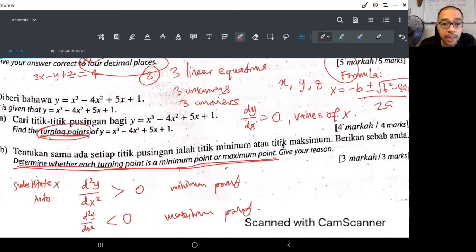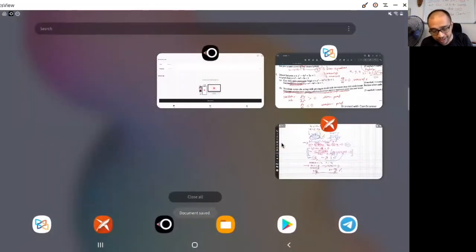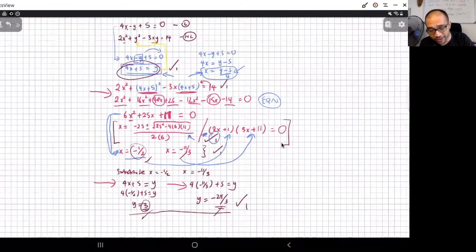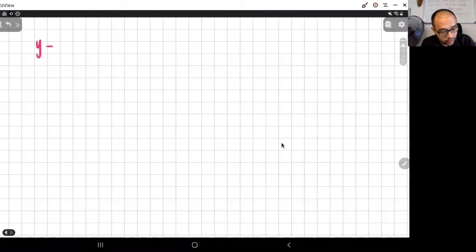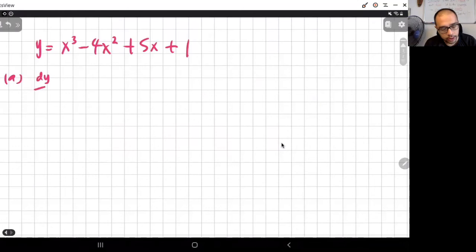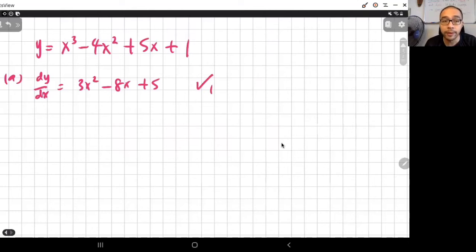Okay, let's do this. Y equals x cubed minus 4x squared plus 5x plus 1. Oh no, I've forgotten it. Y equals x cubed minus 4x squared plus 5x plus 1. Should be correct. So the first thing you do is you differentiate. dy dx gives you 3x squared minus 8x plus 5. This will give you 1 mark. Differentiating it correctly will give you 1 mark.